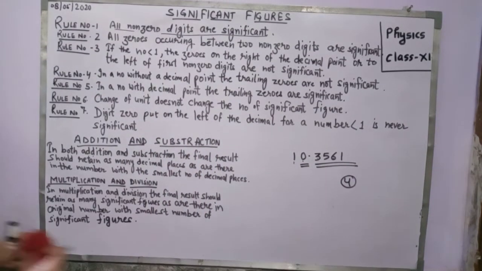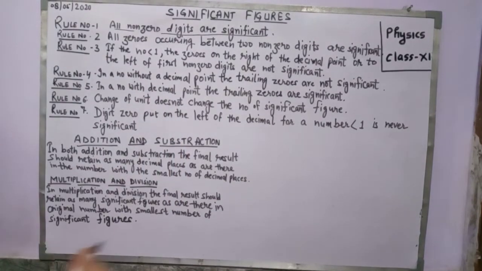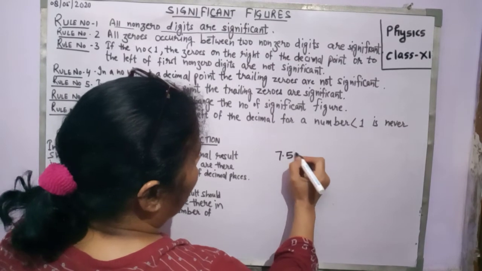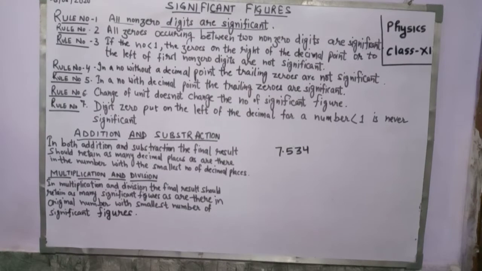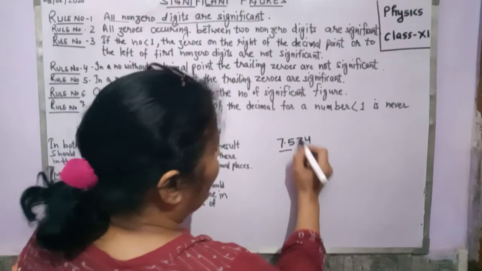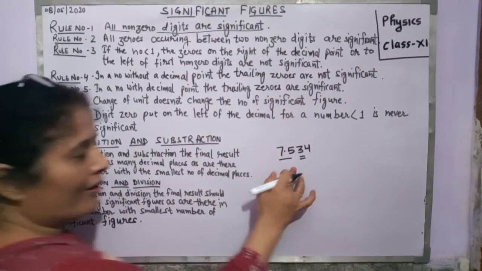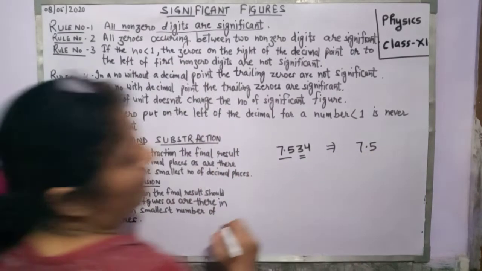Now there are certain rules for rounding of numbers. Suppose the measurement you have obtained is this one, 7.534, and we have to round it up to 2 significant figures, up to this one. Now the figure which is to be dropped is 3, which is less than 5. When it is rounded off, it comes out equal to 7.5.